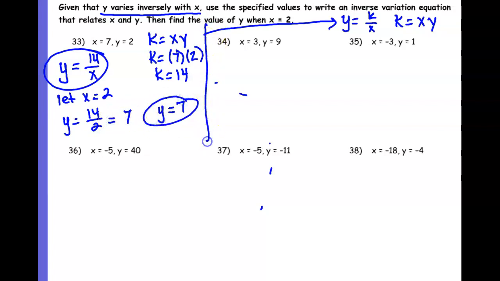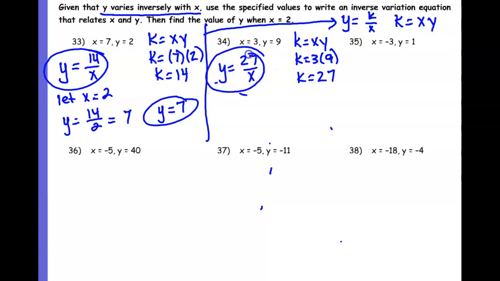So each one of these questions has two parts to it. All right, so inverse variation, we know our k value is the x times the y. So our k is going to be equal to 3 times 9, which is 27. We write our equation, y is equal to 27 divided by x, and then we plug in where x is 2. So y is going to be equal to 27 halves.